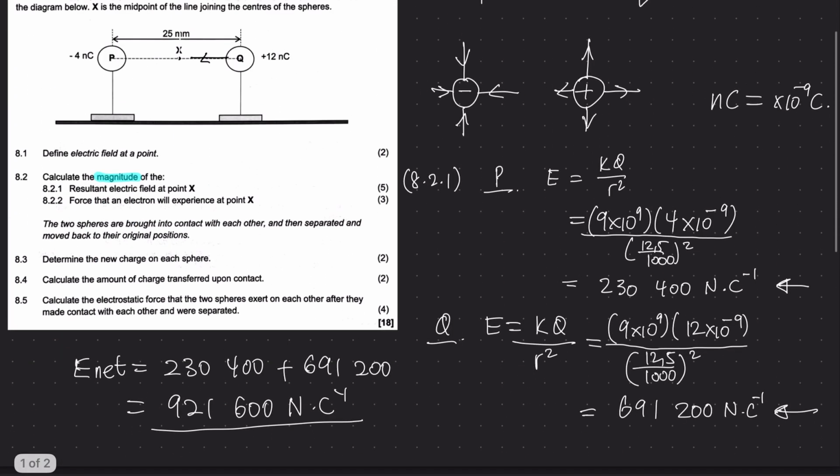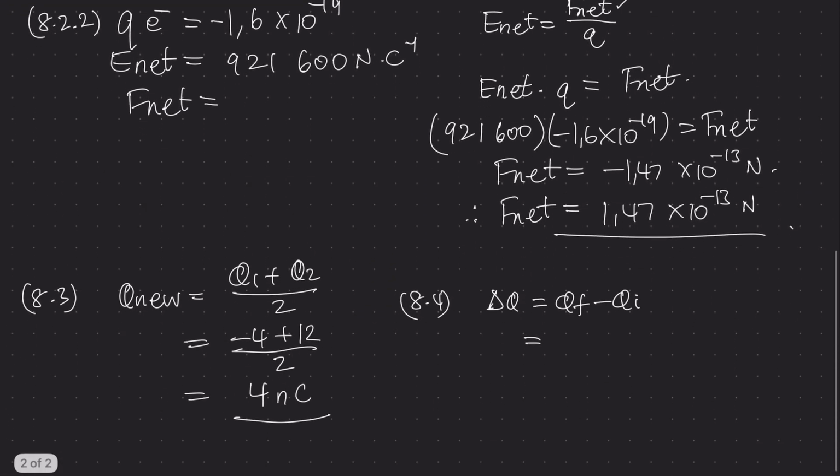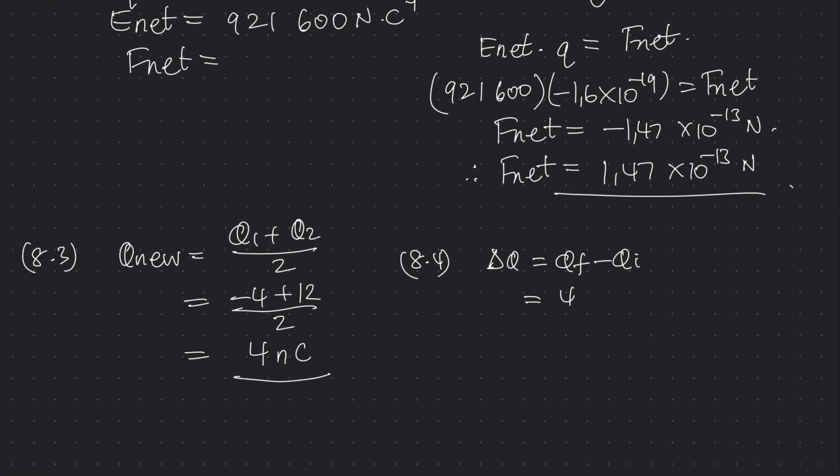So let's use P. Doesn't matter here. So we'll say 4 minus 4. Right? So this is the final charge of P, and then minus the initial charge of P was minus 4. So that's going to be 8 nanocoulombs. So 8 nanocoulombs of charge was transferred. Question 8.5.